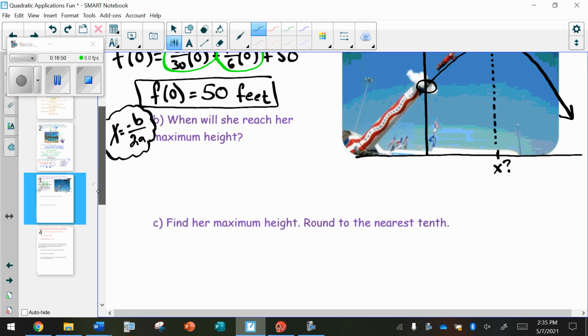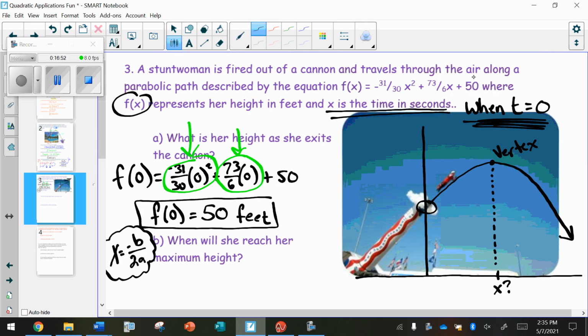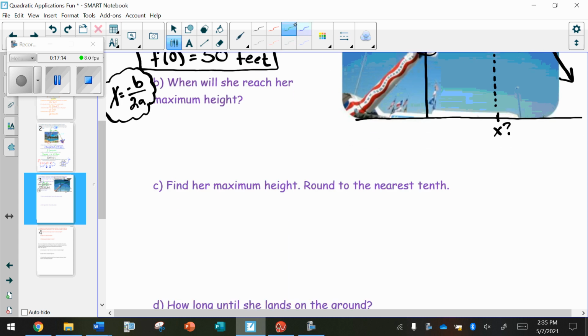So let's plug our numbers from our equation into our axis of symmetry formula. So our A value, as ugly as it may seem, is the negative 31/30. And the B value, as ugly as it may seem, is our 73/6. That means 50 is the C. Okay, so let's do some magic here. X equals negative B divided by 2A.